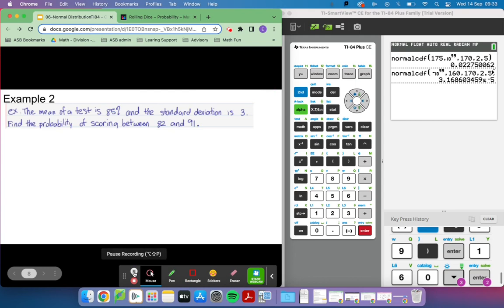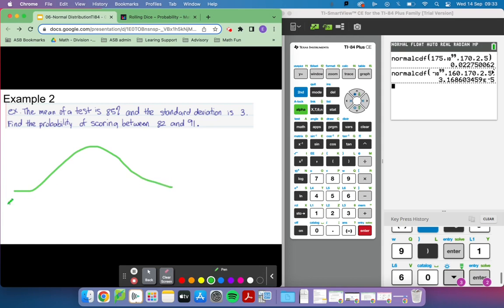Our next example: the mean of a test is 85%. The standard deviation is 3. Find the probability of scoring between 82 and 91. Again, I always start with drawing my bell curve to understand what is happening here. So your bell curve does not need to be nice, it's not an art class. And then my mean, which is in the middle, is 85%. I'm looking for the probability of scoring between 82, which is one standard deviation away, right? So 85 minus 3 is 82, and 91. So I'm looking for this probability here.